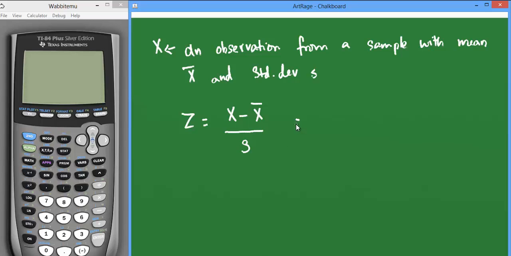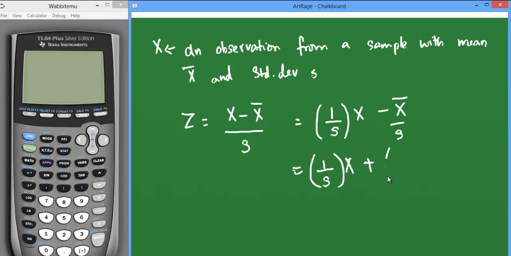We call it a linear transformation because if you rewrite this expression, you could rewrite it as 1 over s times x minus x bar over s. If you want to simplify it further, you could write it as 1 over s times x plus minus x bar over s. This looks like z is equal to m x plus b. We all know m x plus b is nothing but a line. So what the z-score does for us is it takes an observation, applies a linear transformation, and you end up getting a z-score.